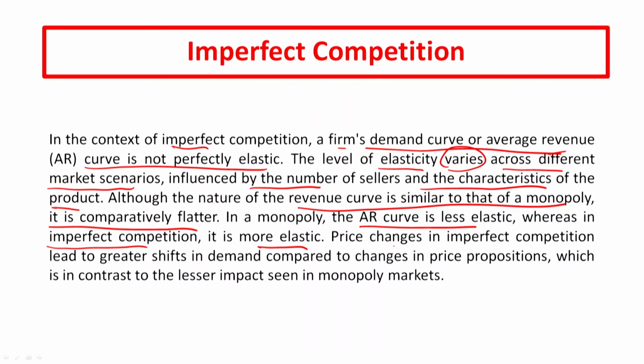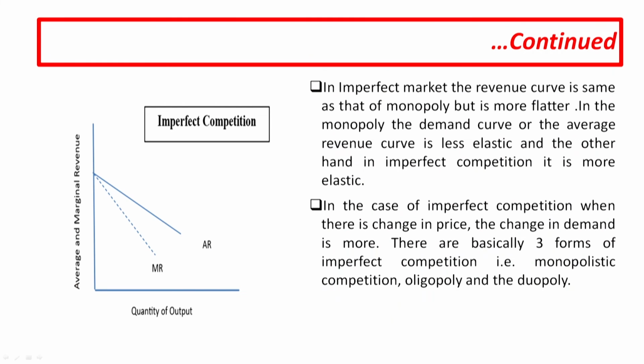Price changes in imperfect competition lead to a greater shift in demand compared to the lesser impact seen in monopoly markets. So, this gives you an idea about imperfect competition. Now moving to the diagram of imperfect competition.